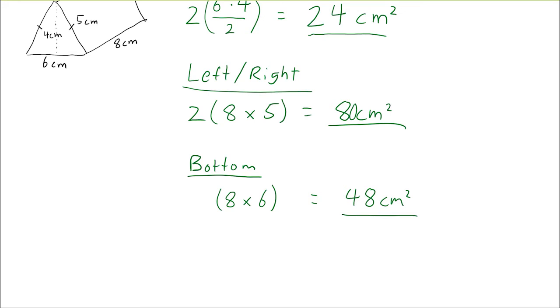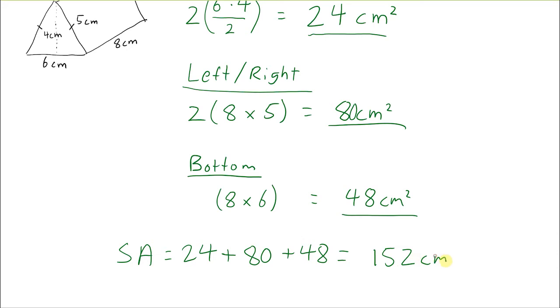All right, now that we have the area of each of these surfaces, we can now calculate the surface area. So the surface area is just the sum of these numbers. So 24 plus 80 plus 48. And so surface area is 152 square centimeters.